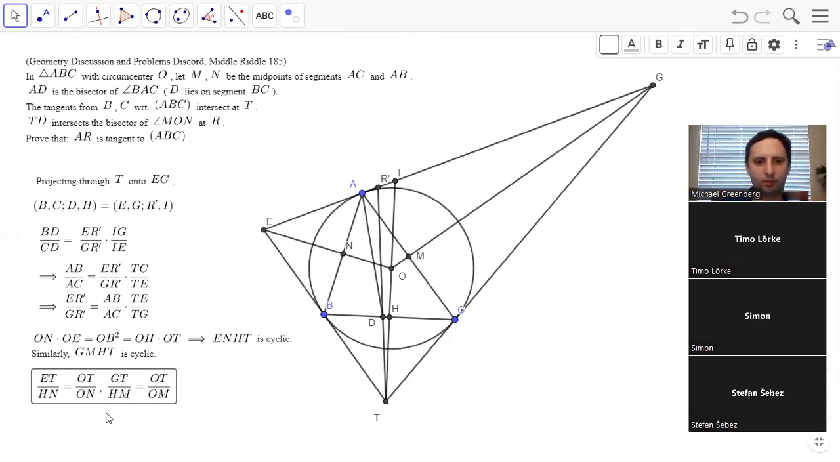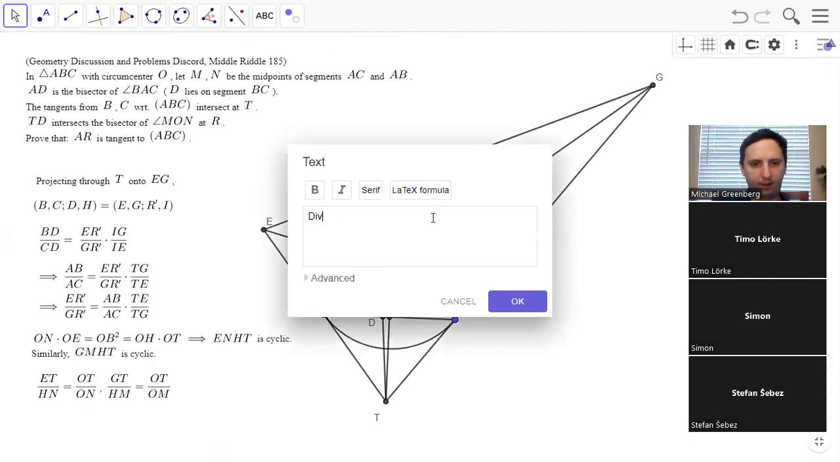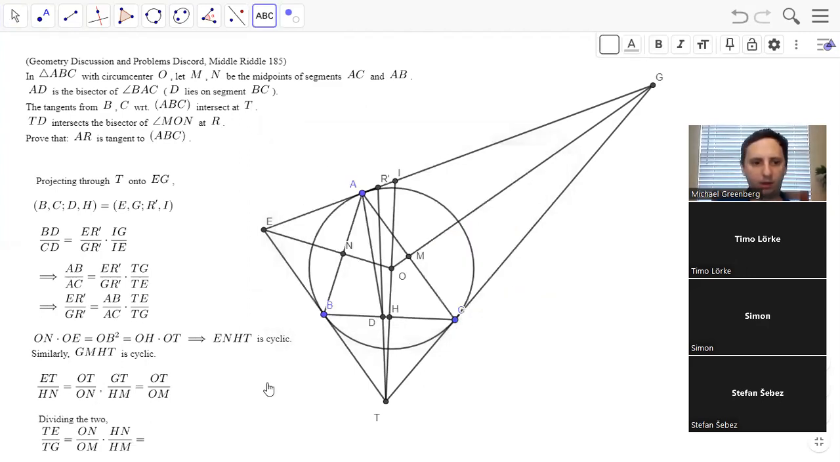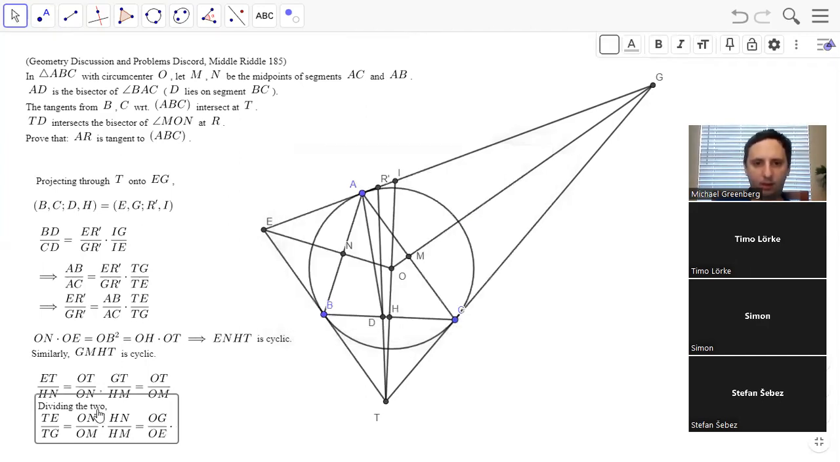Yes, okay, perfect. So, dividing the two, we get TE over TG is equal to ON over OM times HN over HM. And that is equal to, so ON over OM is OG over OE. And then HN is AC over 2.